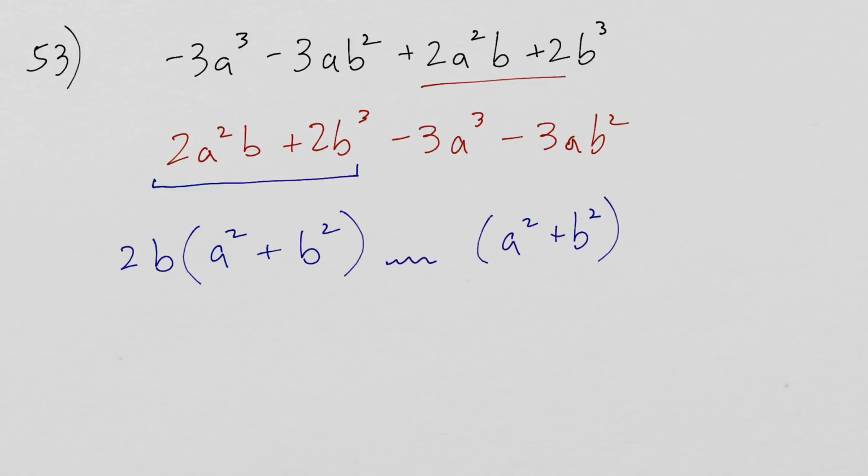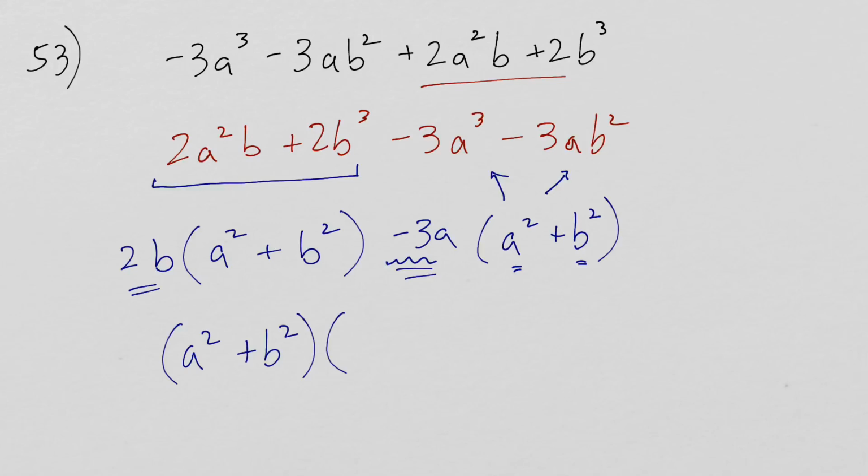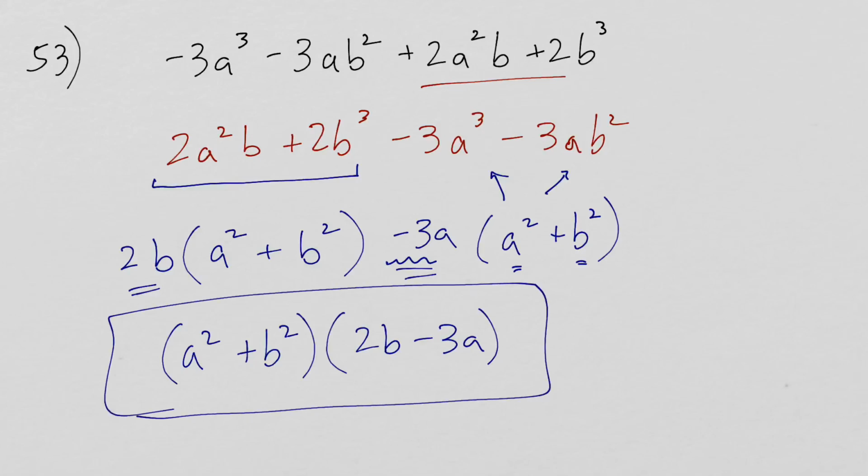Then I'll think about what I have to put here so that when I multiply, I get back to these. And it looks like it's going to be a negative 3a. And double check that both of these terms work, and they do. So now I can see that I have an a squared plus b squared, that's common. And it leaves behind a 2b minus 3a. And again, if you're not confident, FOIL this and make sure you get back to the original, especially on a test.